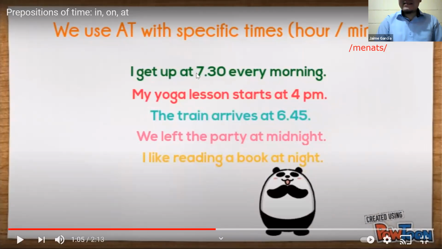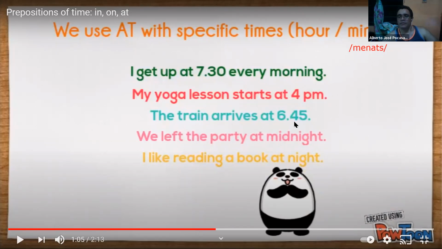Okay, so I get up at 7:30 every morning. A specific time, a specific hour. My yoga lesson starts at 4 p.m. o'clock, so you always say at, remember? When you tell the time, you say at. The train arrives at, how do you say this? How do you tell the time in this case? Quarter to seven. Okay, exactly. The train arrives at 6:45.